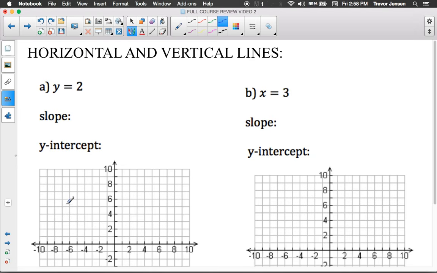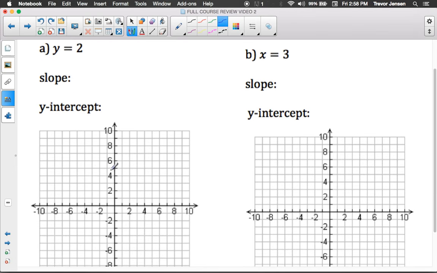The only other thing from this section would be horizontal and vertical lines. Let me just very quickly review this. If you have an equation that looks like this, y equals a number, you don't see an x at all. That's a horizontal line that crosses through 2 on the y-axis. So you would just draw a line, perfectly horizontal, that crosses through 2 on the y-axis. That's the line y equals 2. The slope of all horizontal lines is 0, and the y-intercept in this case is 2.